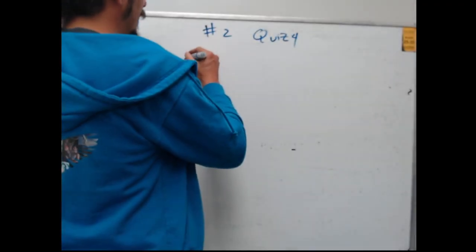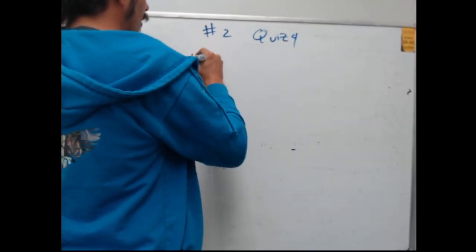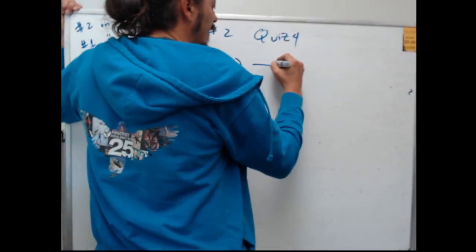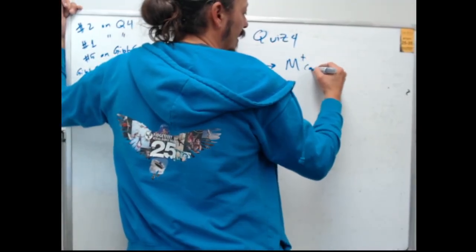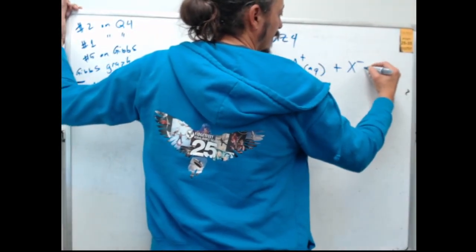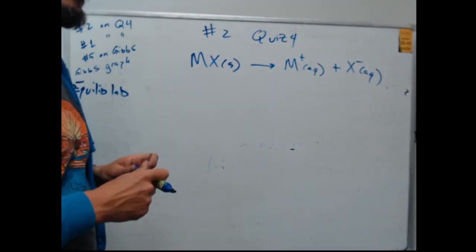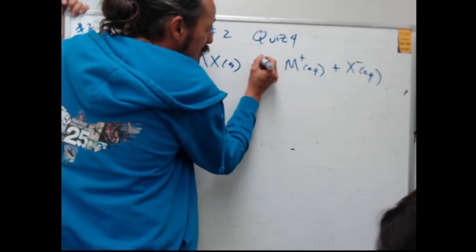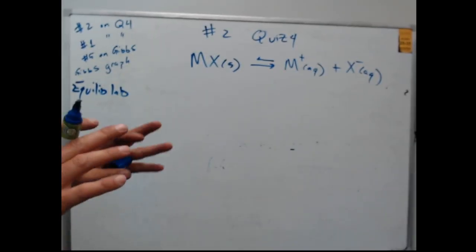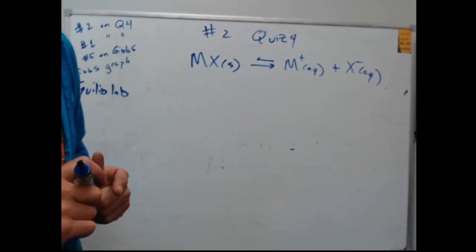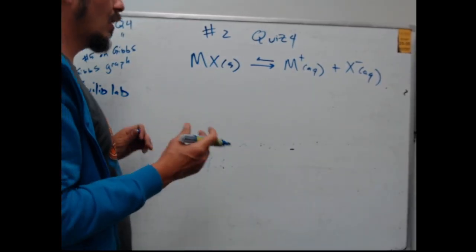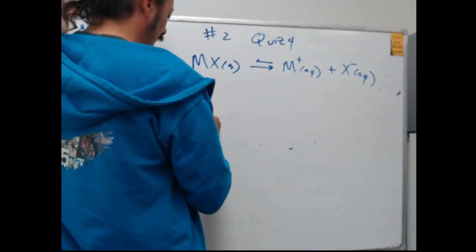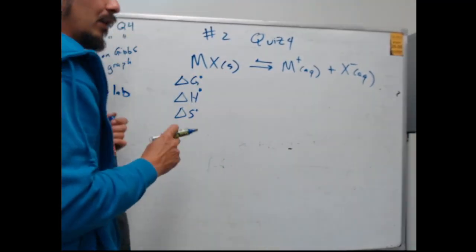So I'm just going to make up a salt. We're going to call it metal with anion. It's a solid. And it's going to break apart into metal plus aqueous and X minus aqueous. So it's an ionic solid. This is the reaction. At this point in the quarter, we know that we should do a double arrow and there's some equilibrium between the products and reactants. But this problem wasn't about that. And now it says, okay, what's delta G? What's delta H? What's delta S? Positive, negative, or unknown.